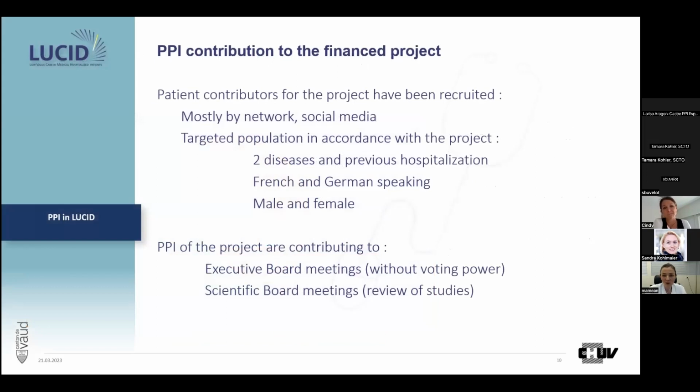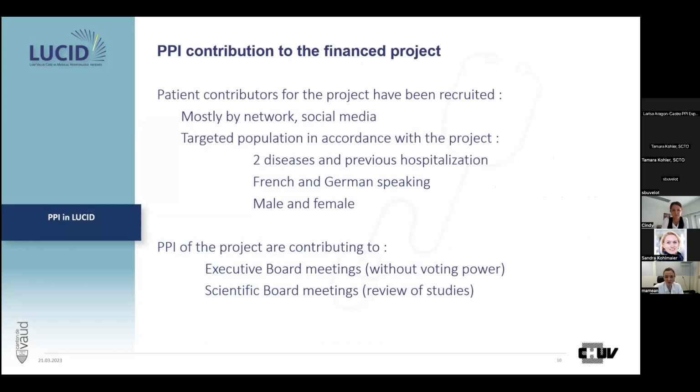Thank you. So here we wanted to go on regarding how the PPI could contribute after the project is financed. For you, it's maybe hypothetical, but it's in practice some examples that can maybe help you have ideas. So now the challenge is to recruit the good patient. And you had some slides before on where to recruit the patient.